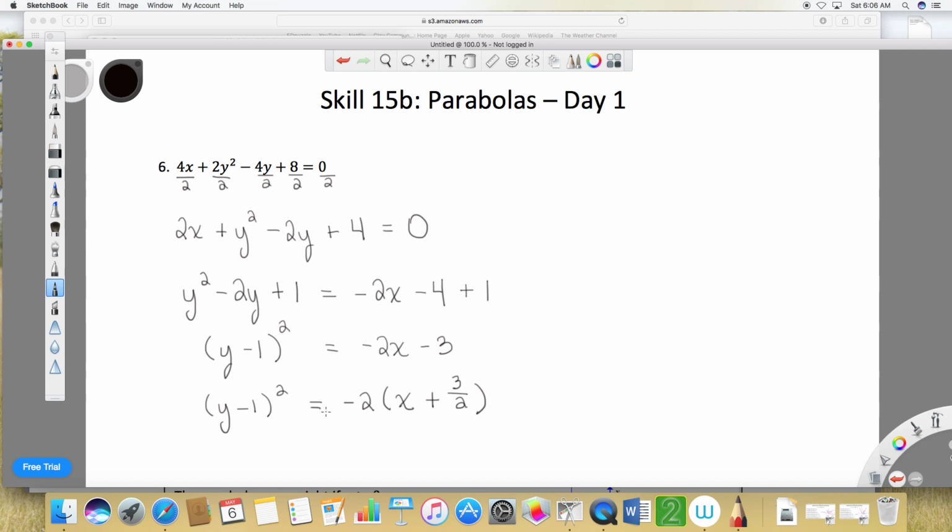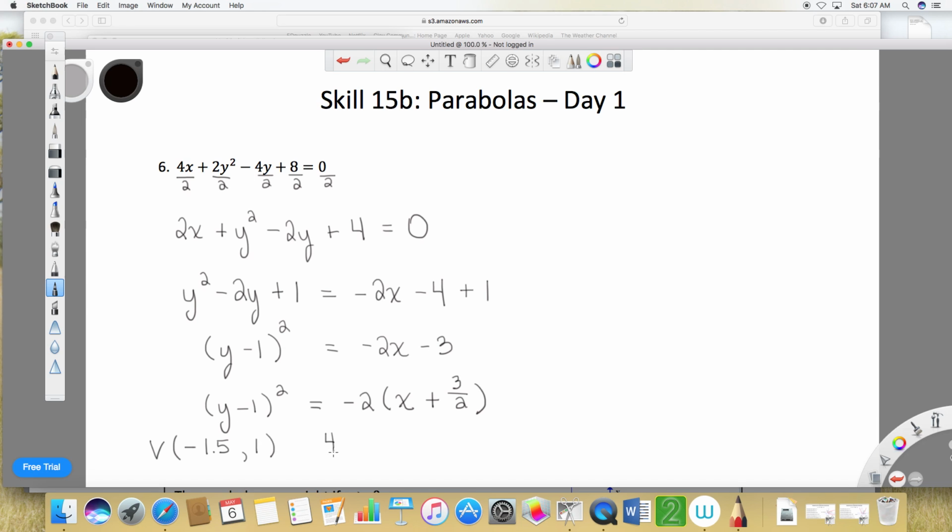All right, so since the y variable was being squared, we know that it was either going to open to the left or to the right. We can use this coefficient in front of the linear term to determine the value of p. Let's identify the vertex. I'm going to write 3/2 as 1.5, but since this is adding, I have to change the sign. So my x coordinate for the vertex is -1.5, -3/2. For the y coordinate, it's 1.